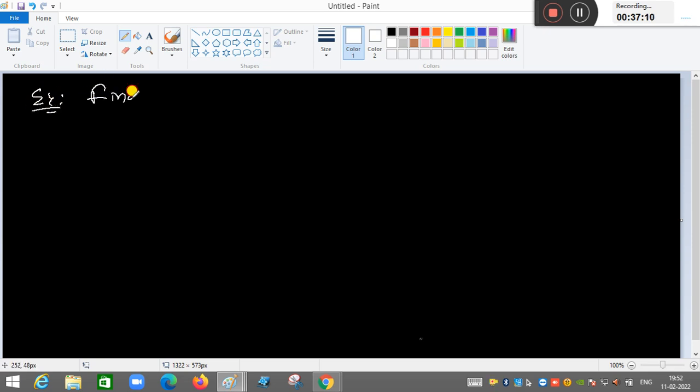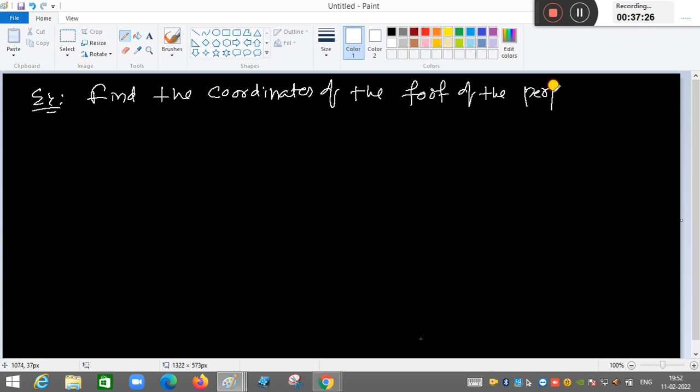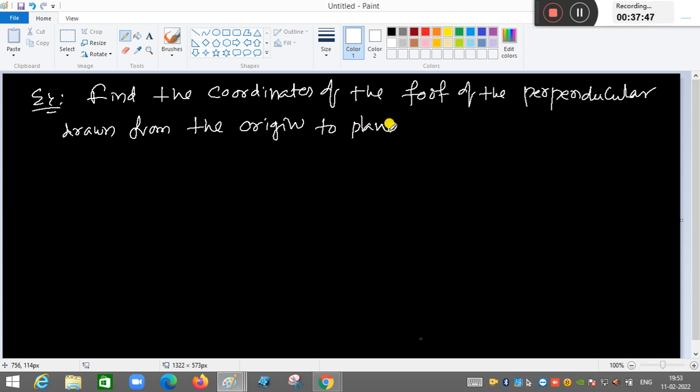Find the coordinates of the foot of the perpendicular drawn from the origin to the plane 2x minus 3y plus 4z minus 6 equal to 0.